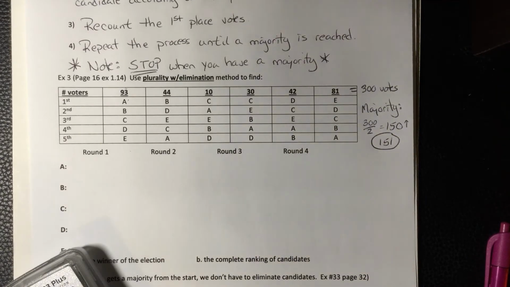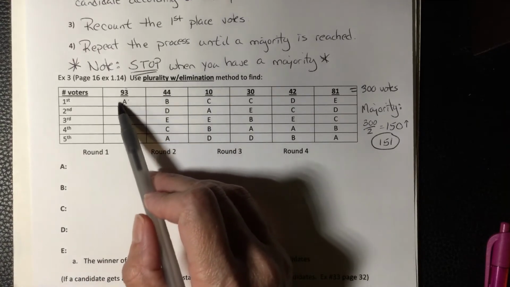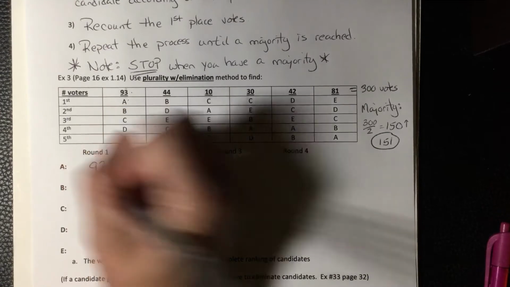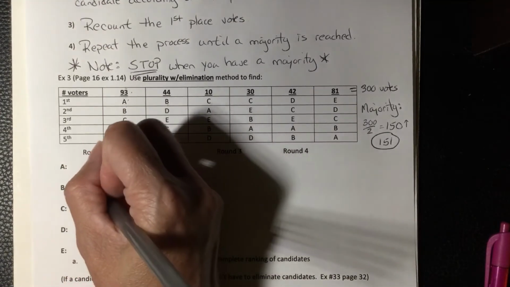All right, so for round one, we're just going to do the plurality method. We're going to go through and count first place votes. If we look at A, we see A is in first place here with 93 votes. So I'll write 93 down there. B is in first place here with 44.